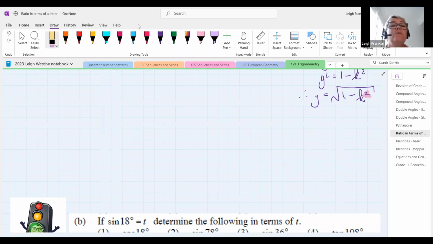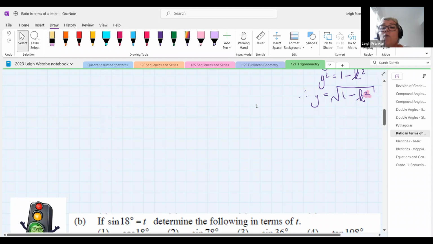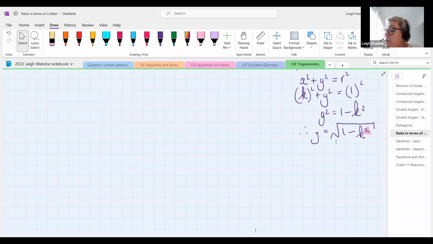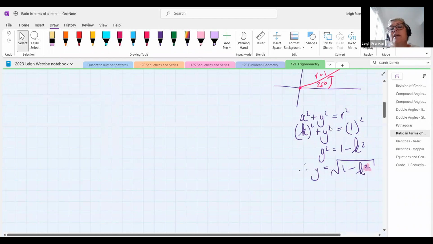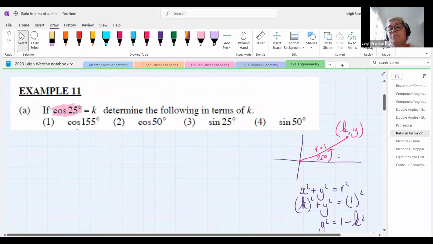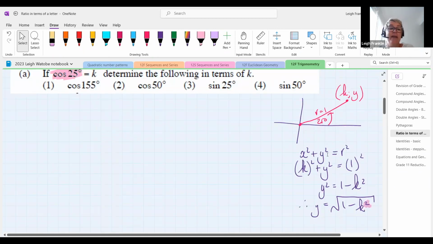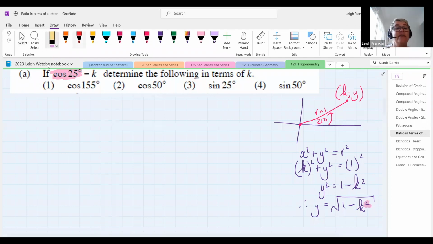The reason that it looks as though I've dropped the square off the 1 is because 1 squared is 1, but k squared is not k. So I can't drop the square off the k, even though it looks as though I've dropped the square off the 1. Everybody, it's got to stay just like that, and it's positive because we are working in the first quadrant. So what that means is that we now have x, y, and r in terms of k. So x is k.